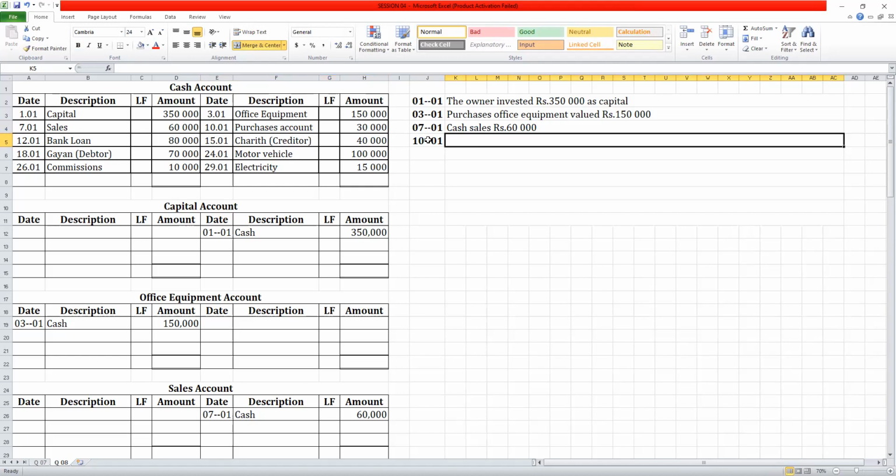What is here? Look at this. It is a cash purchase. Yes, very good. Cash purchases 30,000 rupees.